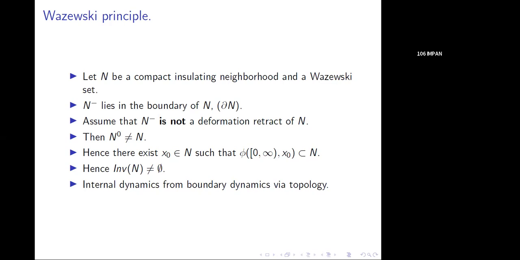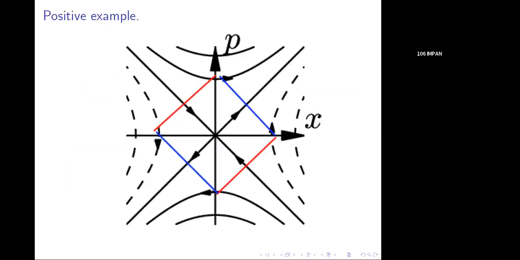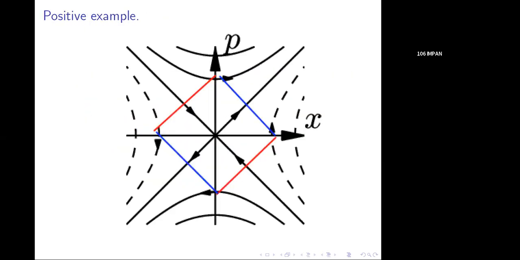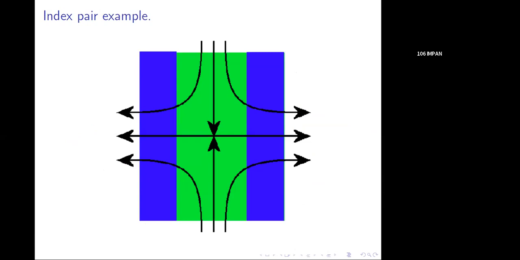Could you make a picture? Yes, of course. Oh, that's even a better picture. So we have a standard harmonic oscillation system, so contraction in this direction, expansion in that direction. And the whole set, green and blue, is a Wazewski set. We can check it quite easily. There are no fixed points on the boundary. Everything flows either inside or outside. And the green set is isolating with our unstable fixed point.